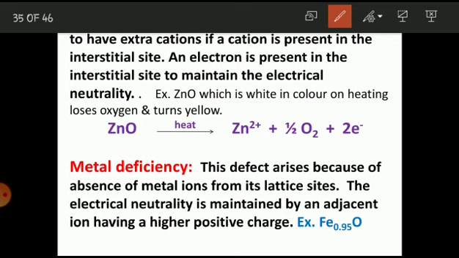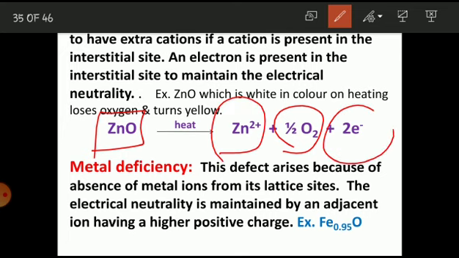Due to this, the number of cations, that is metals, increases, and therefore the presence of extra cations causes the metal excess defect. For example, zinc oxide, which is white in color, upon heating loses oxygen and turns yellow, and it also liberates Zn2+ and 2 electrons.